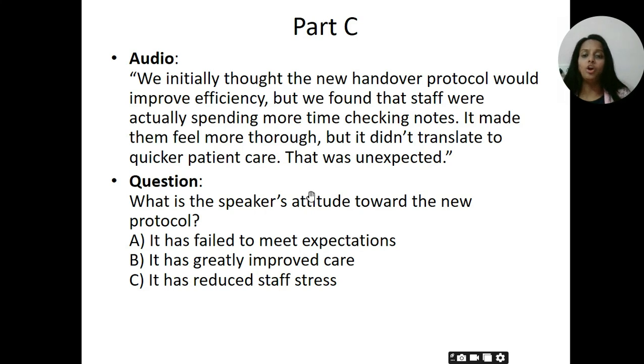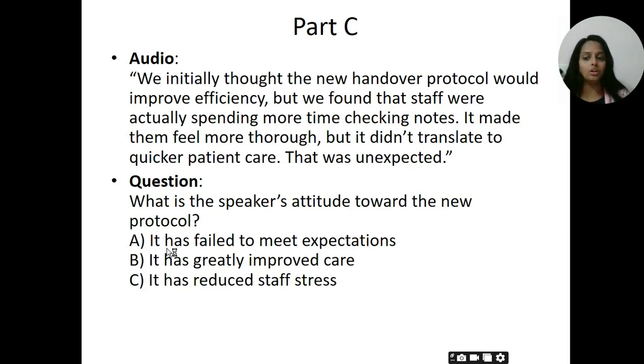Here is an audio, I'll just say it for you. We initially thought the new handover protocol would improve efficiency, but we found that the staff were actually spending more time checking notes. It made them feel more thorough, but it did not translate to quicker patient care. That was unexpected.